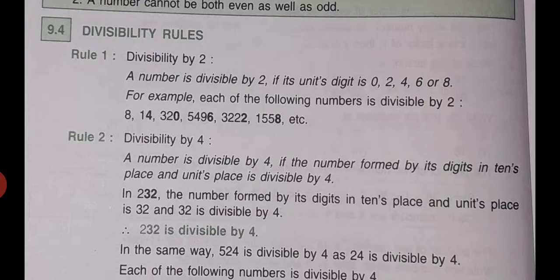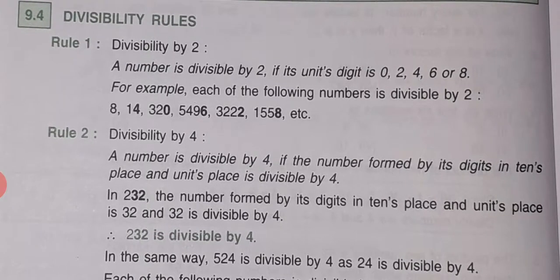That means a number like 8, 14, 320, 5496. You can see all the numbers have 8, 4, 0, 6 on the units place. That means the numbers with 0, 2, 4, 6 or 8 at the units place are divisible by 2.